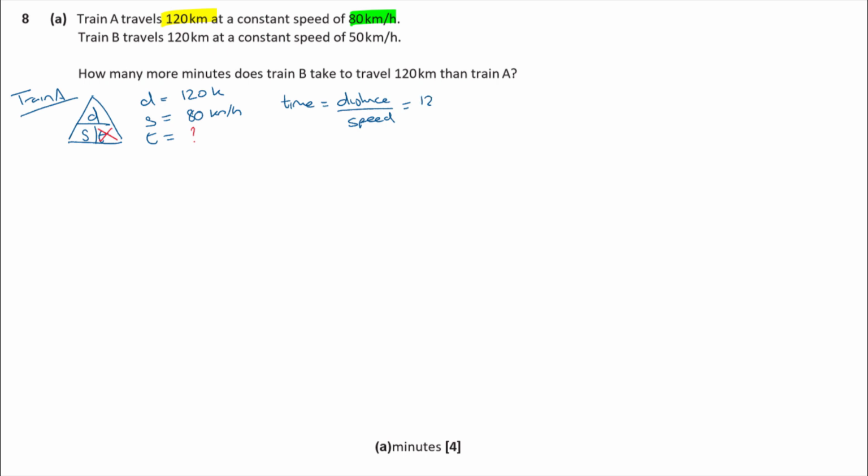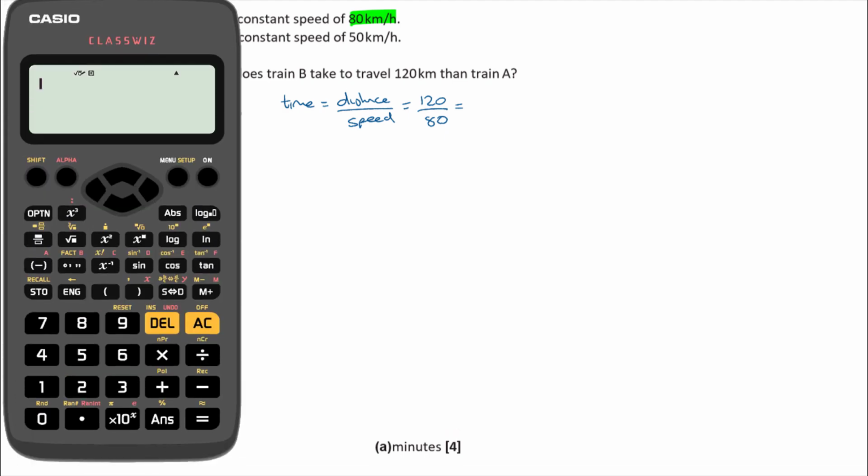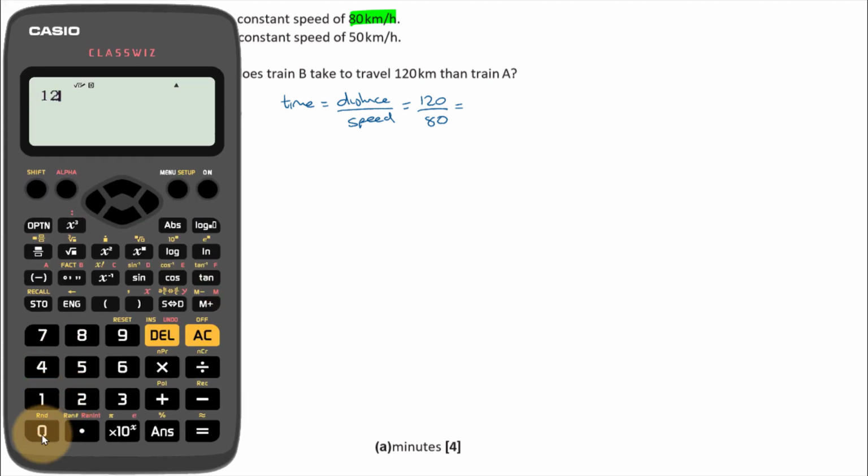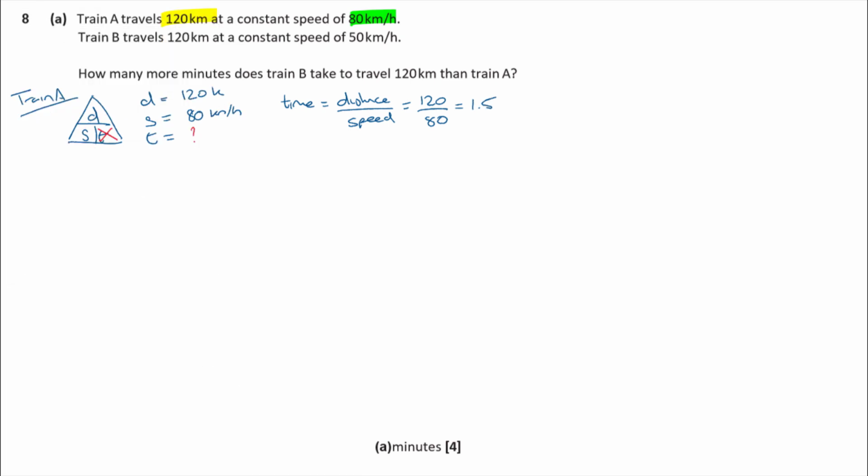Distance 120 divided by speed, which is 80. What's that? 120 divided by 80. That's 1.5, isn't it? That's going to be in hours, isn't it? 1.5 hours. That is 90 minutes, isn't it? Okay. Remember, the answer needs to be in minutes. So yeah, I'm going to convert into minutes.